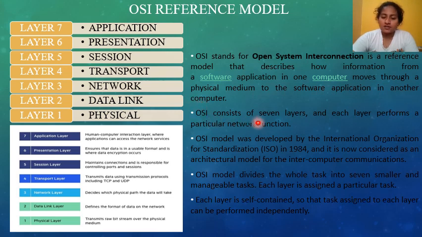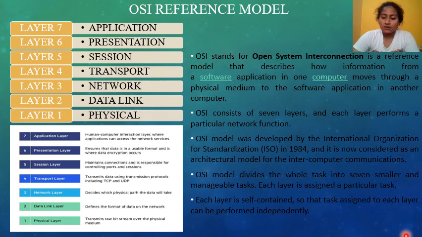The OSI consists of 7 layers, and each layer performs a particular network function. As we can see, these are the 7 layers and the functions of the 7 layers. The OSI model was developed by the International Organization for Standardization, known as ISO, in 1984, and it is now considered an architectural model for inter-computer communication.